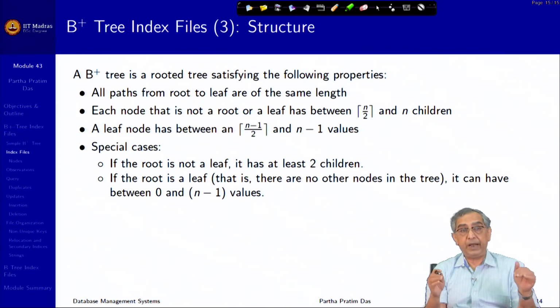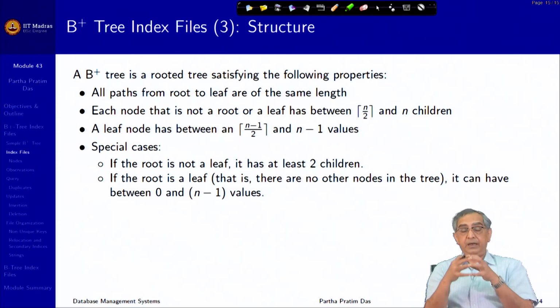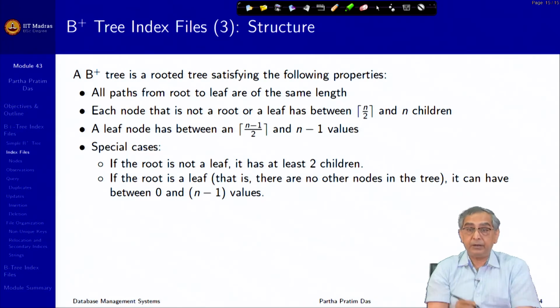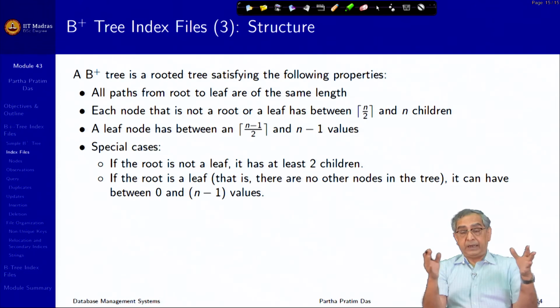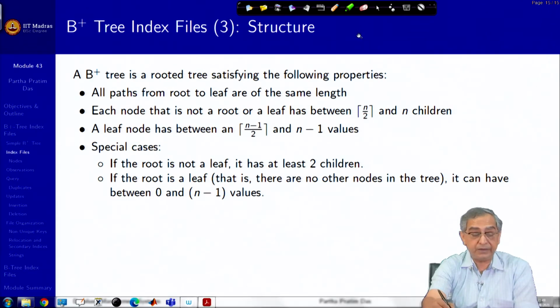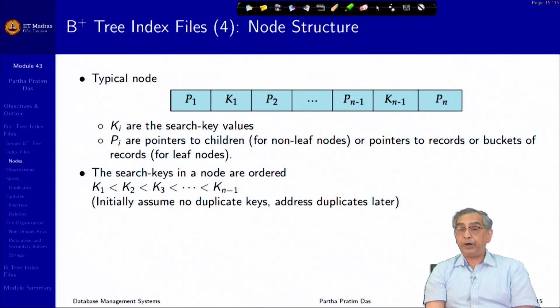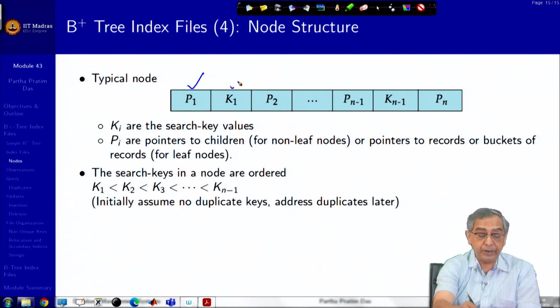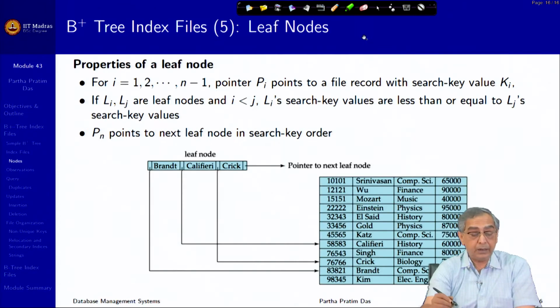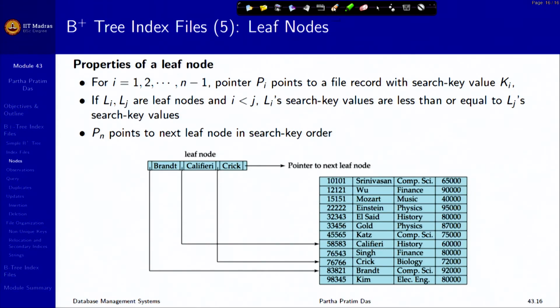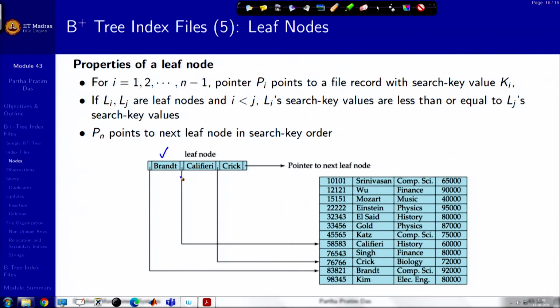This is a formal definition again, which I have already stated to you. All paths have the same length to the leaf, and every node has to be at least half filled, except naturally for the root node. Keeping that exception aside, these conditions will have to be satisfied. At every node you have pointers, and you have keys with them, satisfying this condition for linear search and ordering. Now, in a leaf node, other than the key, you will have pointers to the data, and the pointer to the next leaf node.